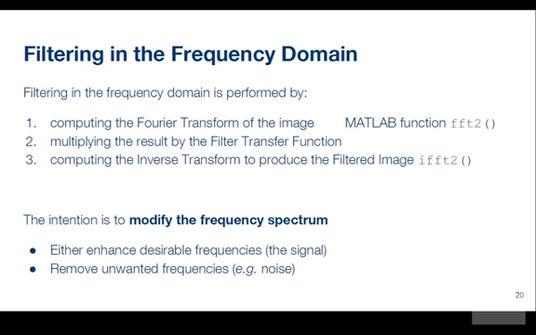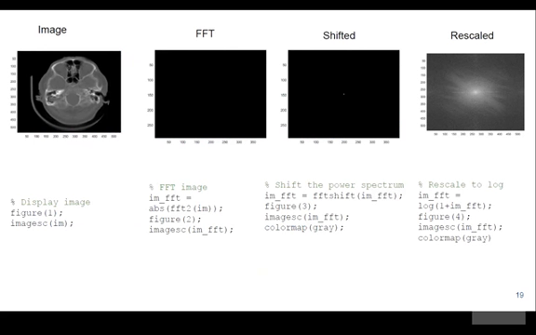So, filtering in the frequency domain. We're going to modify the two-dimensional frequency spectrum. For a low-pass filter, we keep the low frequencies and remove high frequencies, and a high-pass filter is the opposite. A Butterworth filter, rather than having an abrupt cut-off frequency, has a smoother transition.